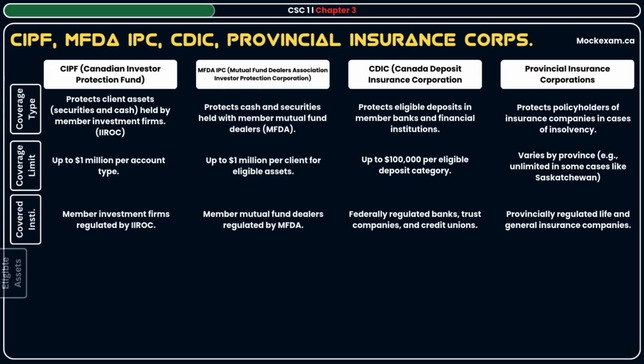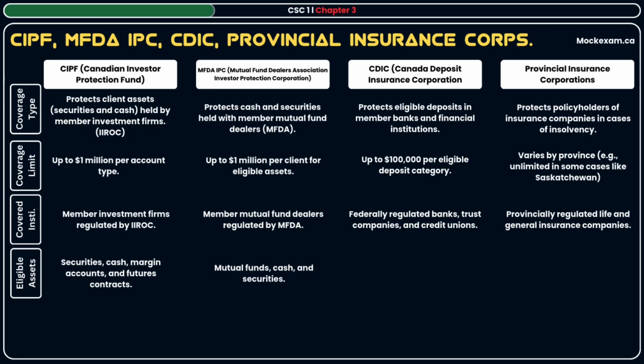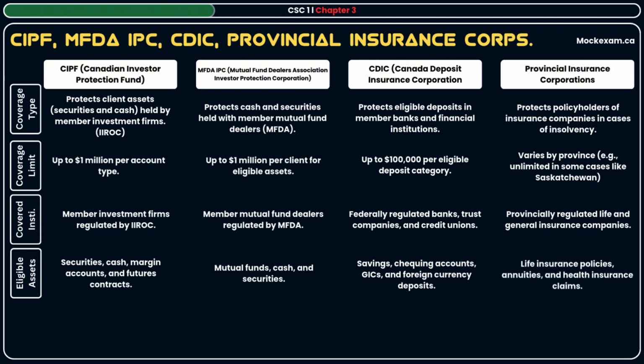What are eligible assets and what is covered by these different organizations? In CIPF, securities, cash, margin accounts, and futures contracts are covered. In MFDA IPC, mutual funds, cash, and securities are covered. In CDIC, savings, checking accounts, GICs, and foreign currency deposits are covered. In provincial insurance corporations, life insurance policies, annuities, and health insurance claims are covered.